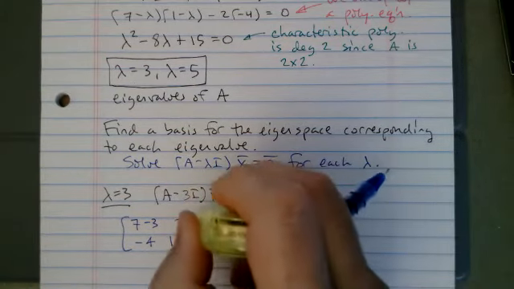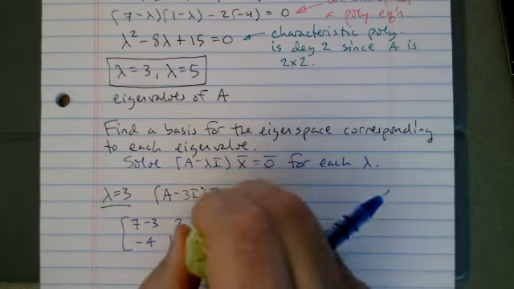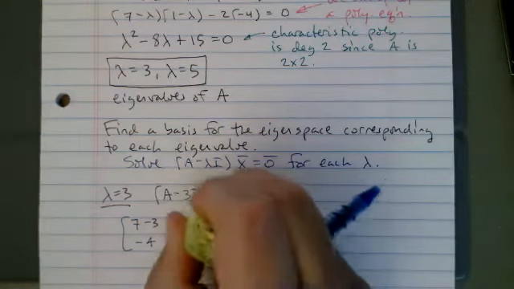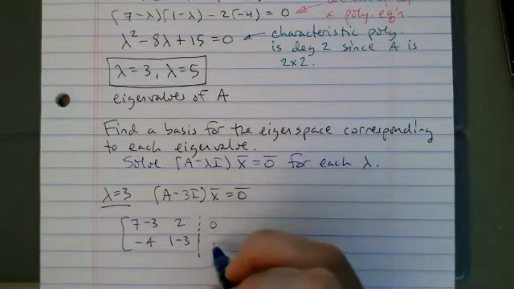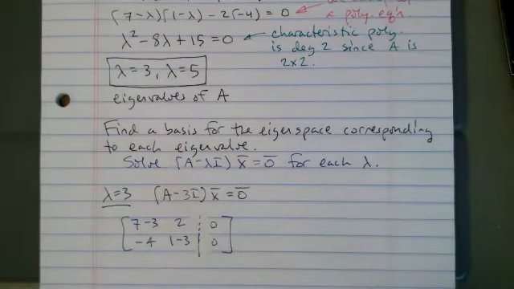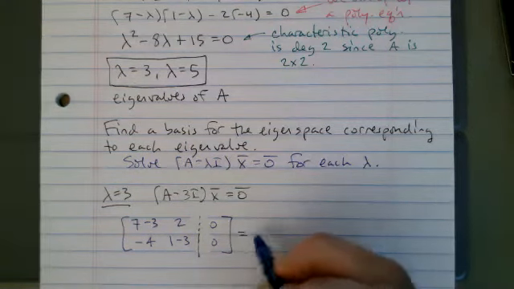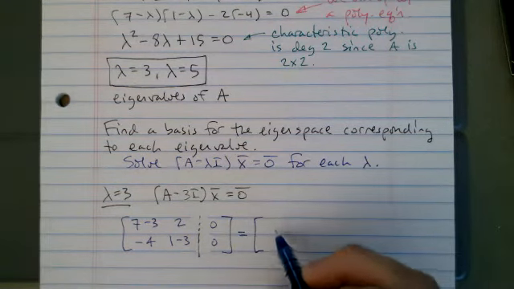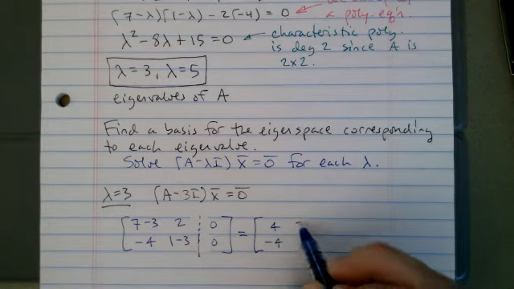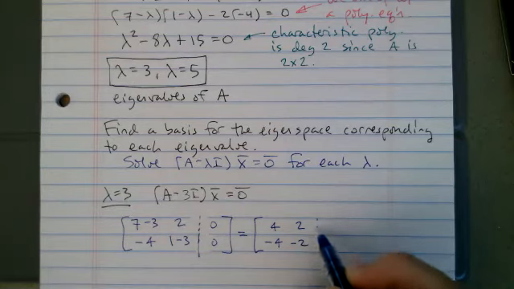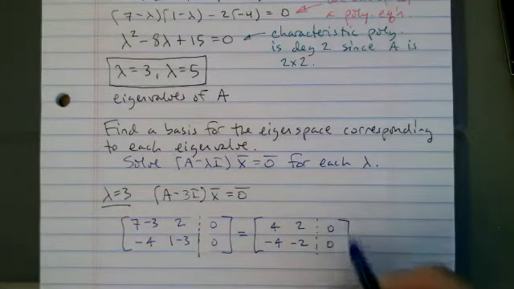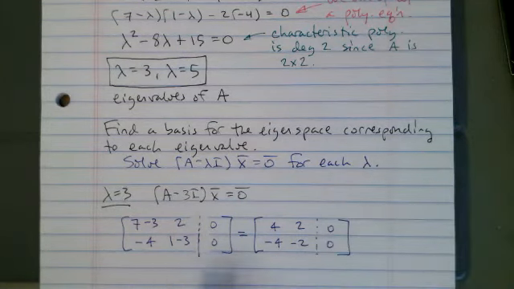I'm going to emphasize that this is an augmented matrix by dropping in the zeros. I usually don't when I'm writing this out, but let's do that. This is an augmented matrix. And so this is actually equal to 7 minus 3 is 4, negative 4, and then 2 and negative 2. Notice that in between this first matrix and the second matrix, I can write an equal sign because these two things are actually equal to each other.